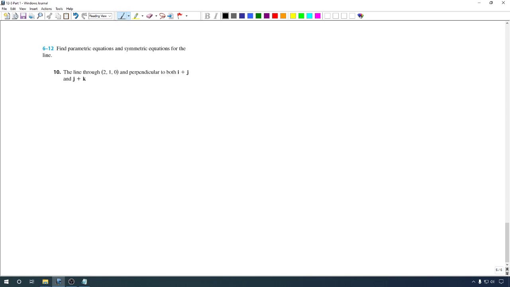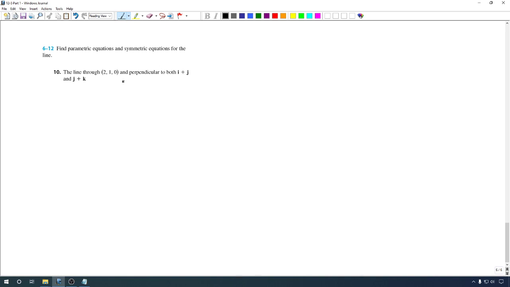Let's look at one last problem, at least for lines. We'll look at some more problems when we talk about planes in the next video. But here, same directions, we do not have the same situation. We do not have 2 points on the line, so we're going to have to think it through a little bit more. We have a line through a particular point, (2, 1, 0), and perpendicular to two given vectors.